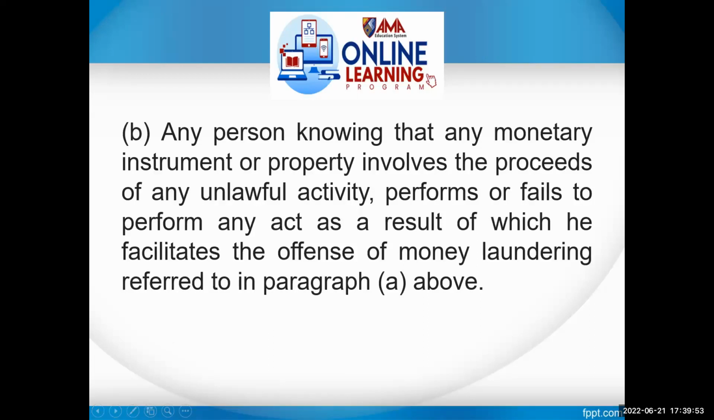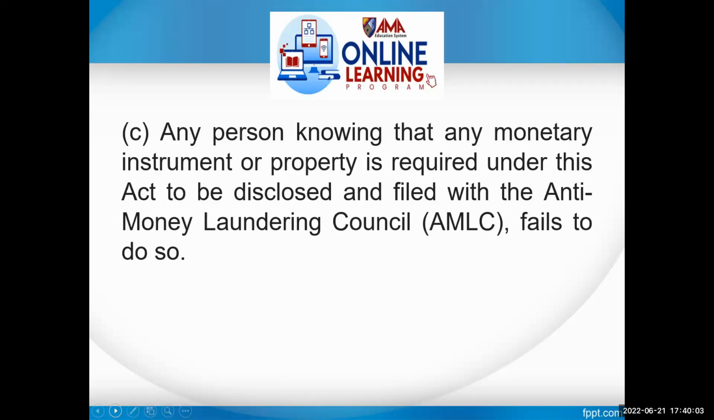Which, if being facilitated, will be an offense to money laundering. Third, any person knowing that any monetary instrument or property is required after this act to be disclosed and filed with the Anti-Money Laundering Council fails to do so. So there is a failure to disclose and file monetary instrument or property to the Anti-Money Laundering Council, which this particular person is required to do. So there is a failure on his or her part.